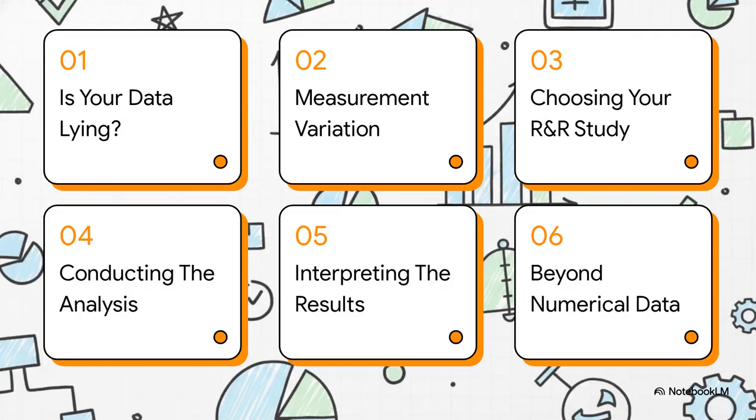So, to get to the bottom of this, we're going to follow a really clear diagnostic path, kind of like a consultant's toolkit. First, we'll figure out if your data is lying to you. Then we're going to break down exactly what measurement variation is. After that, we'll look at how you pick the right R&R study for your situation, how you actually do the analysis, and, this is the most important part, how you make sense of the results. And we'll even touch on what to do when you're not dealing with nice, clean numbers.